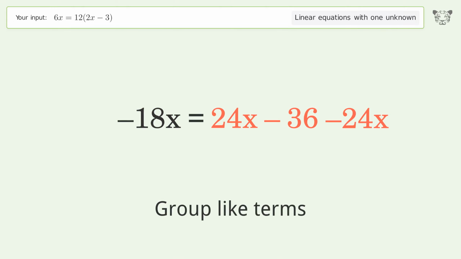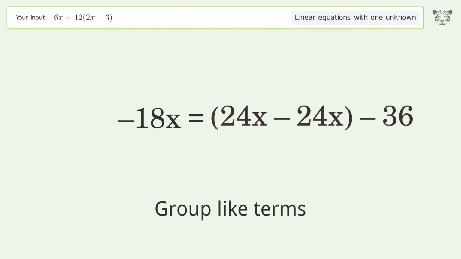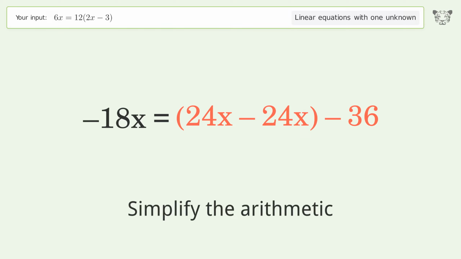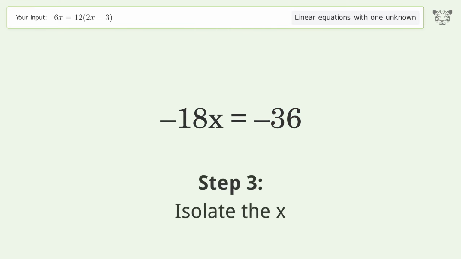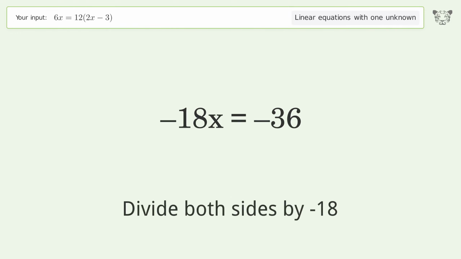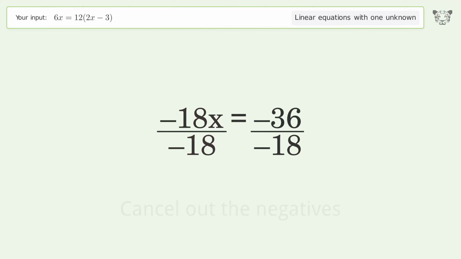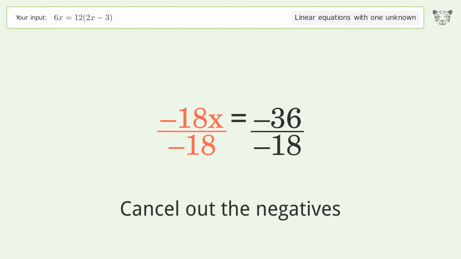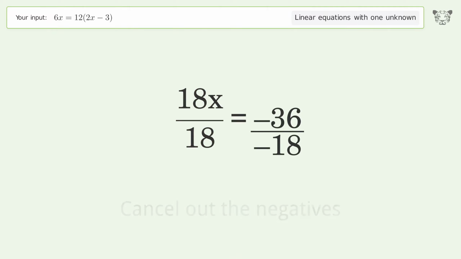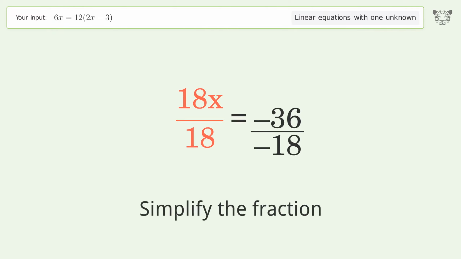Group like terms. Simplify the arithmetic. Isolate the x. Divide both sides by -18. Cancel out the negatives. Simplify the fraction.